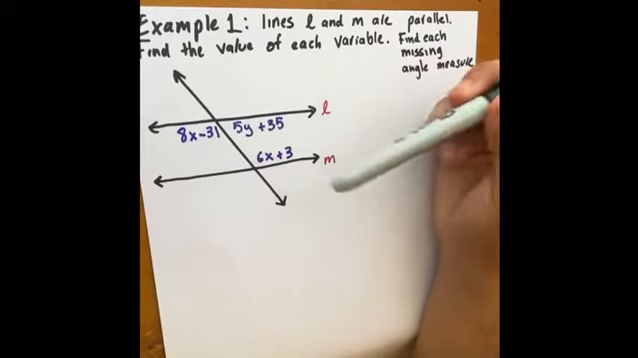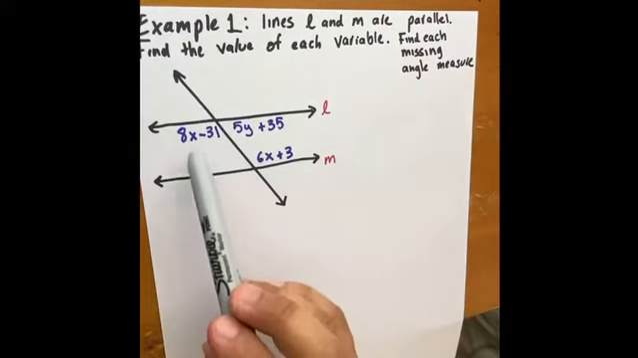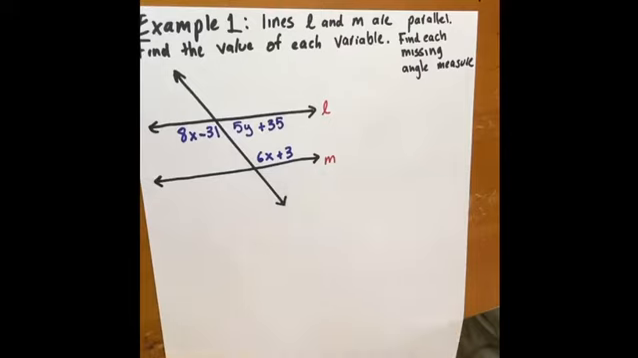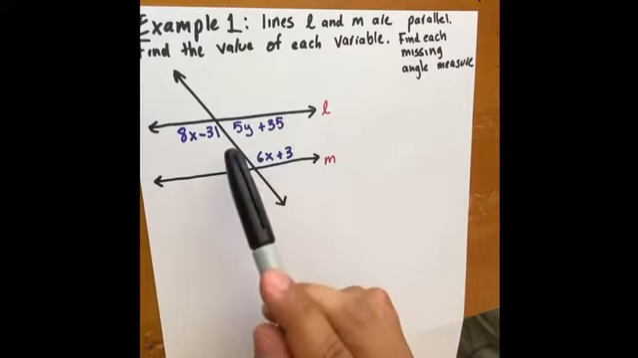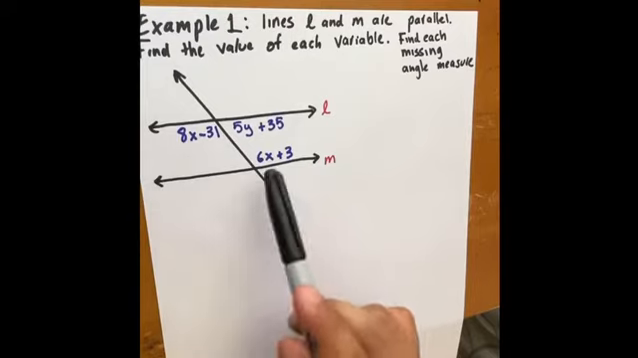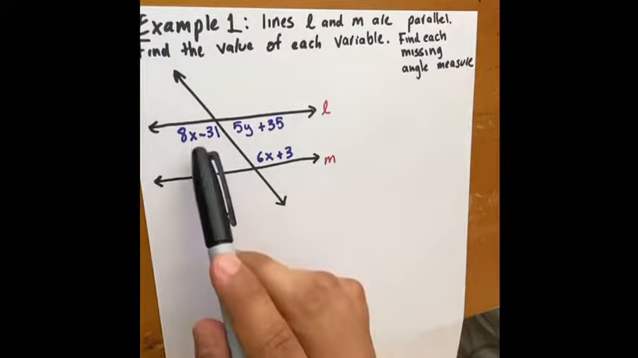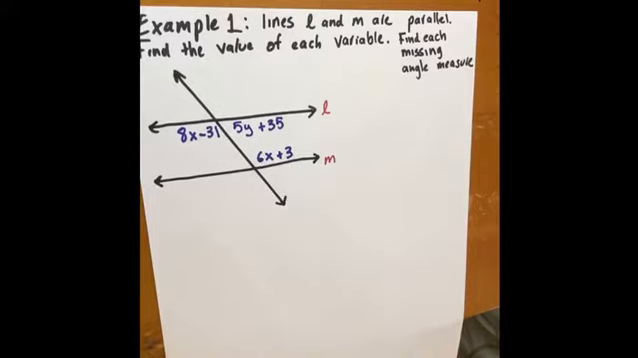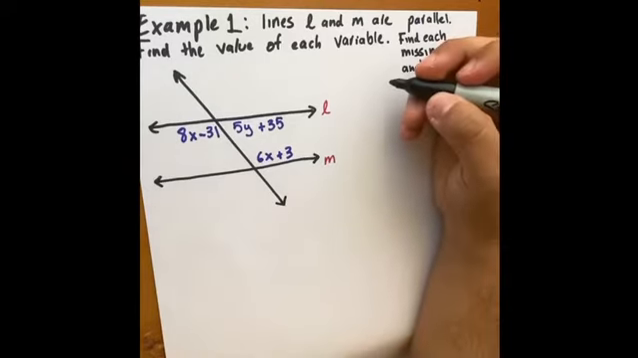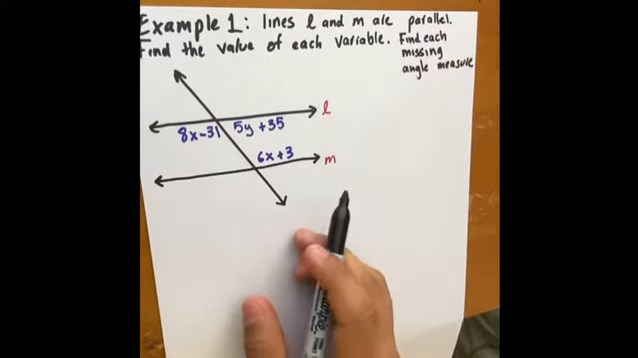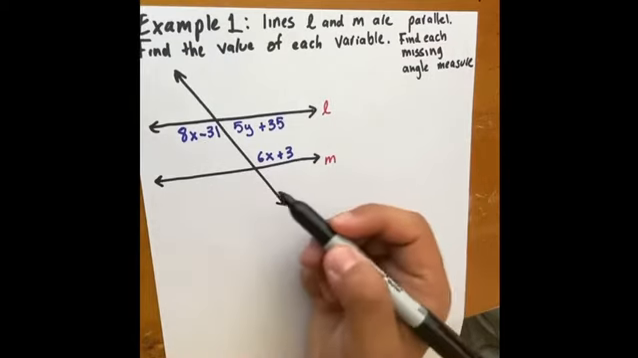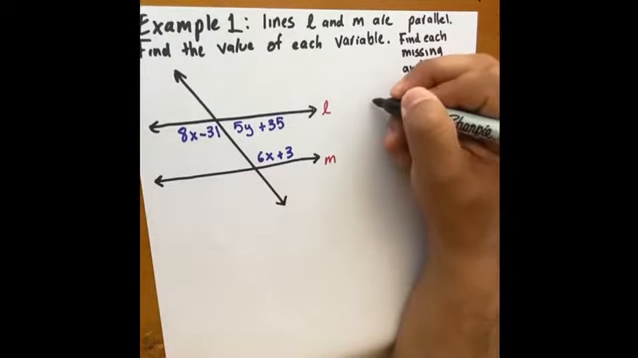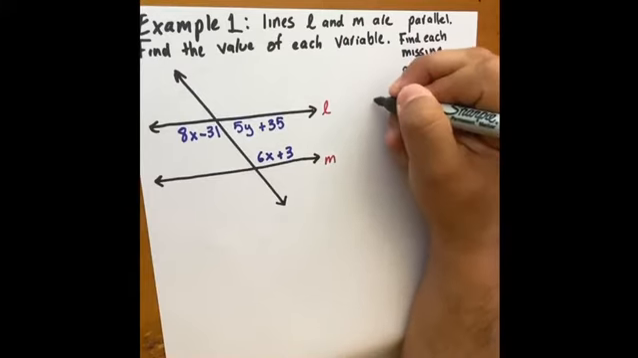Our first step is we have to find expressions where the variables are the same in order to find that variable. So I'm going to take a look at 8x minus 31 and 6x plus 3. They are on the inside of the parallel lines, and they are on alternating positions. So 8x minus 31 and 6x plus 3 are alternate interior angles. What do we know about alternate interior angles? They are congruent. So I'm going to take 8x minus 31 and 6x plus 3 and set them equal to each other to find the value of x.